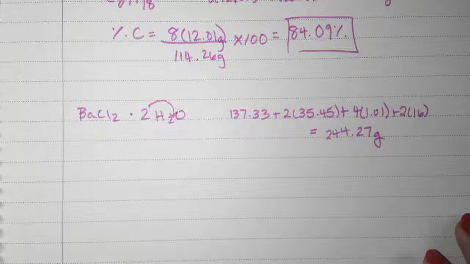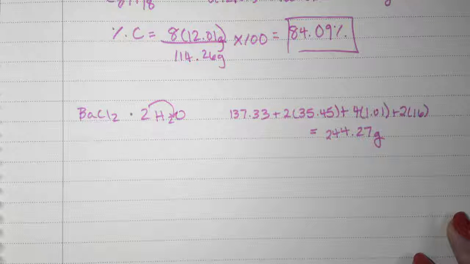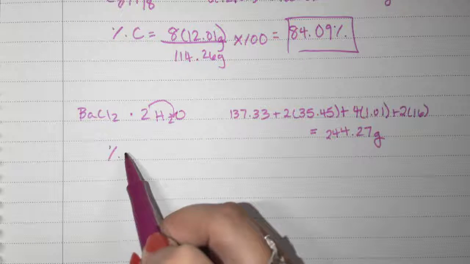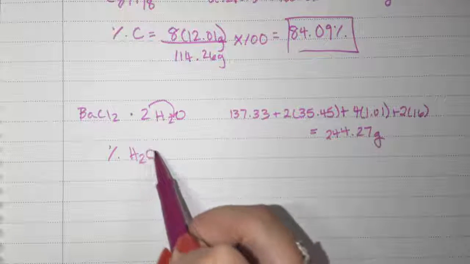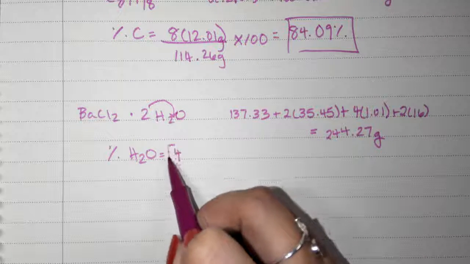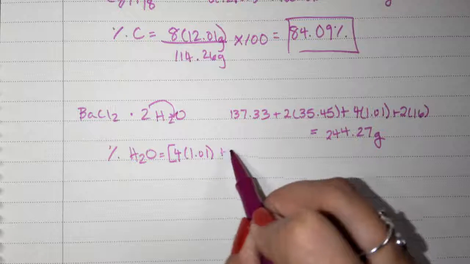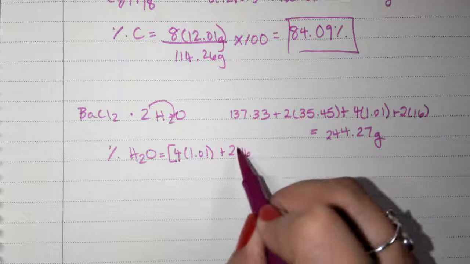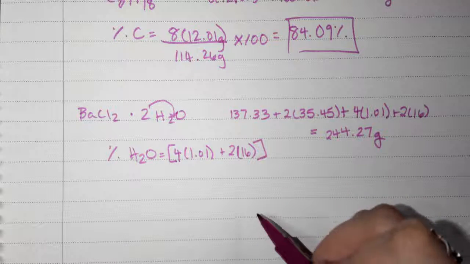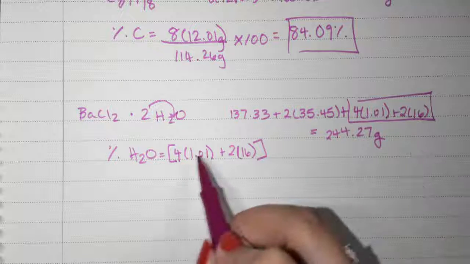So what I could do here is I could ask for each individual element, or the problem could say what is the percent composition of water in a barium chloride hydrate. So what I would do is I would just look at water. So I have water's amount, 2 times 2, which is 4 hydrogens, plus 2 oxygens, and that will all go on the top because that's all of the water molecule that I have. So basically it's this whole section right here of your formula mass.